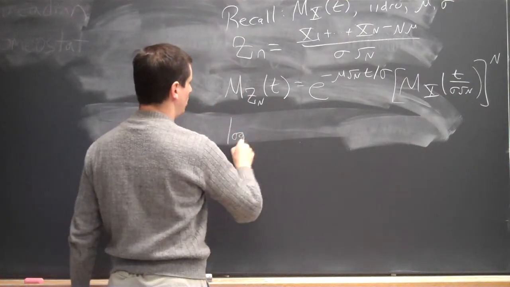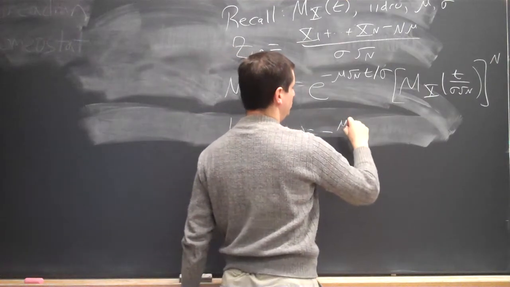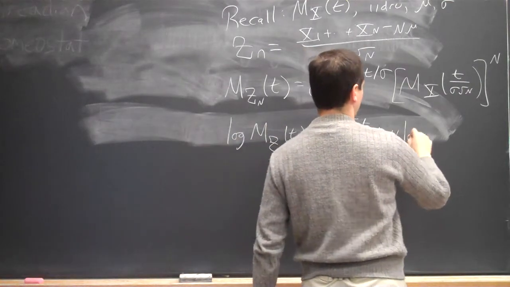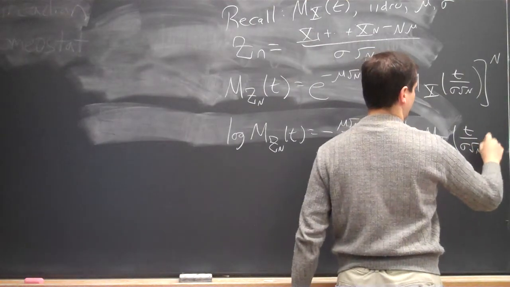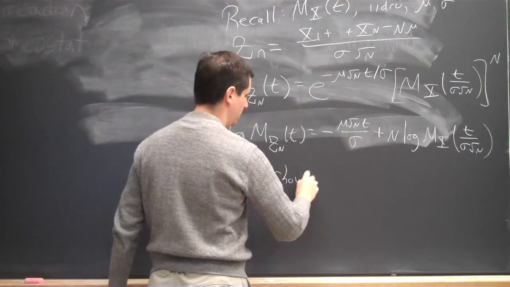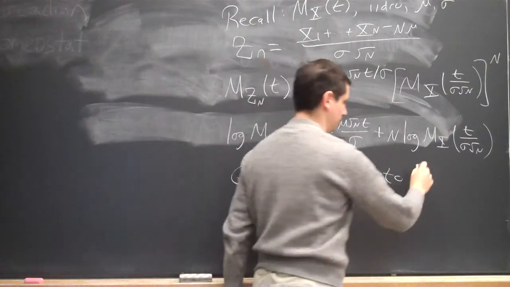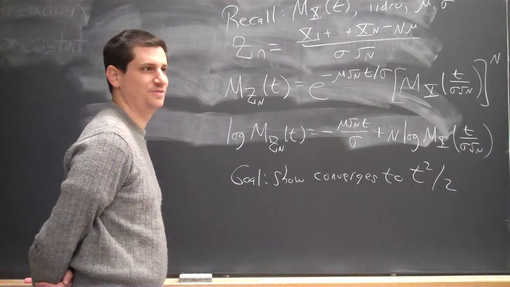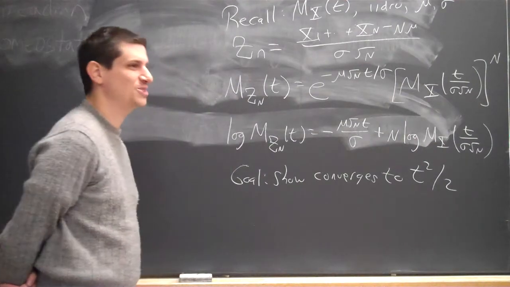So if we take the log of M_{Z_n} of t, we're getting negative mu square root of n t over sigma plus n times the log of M_X of t over sigma square root of n. And the goal is to show it converges to what? Excellent. t squared over 2. How can I write t squared over 2? How else can I look at the 2?